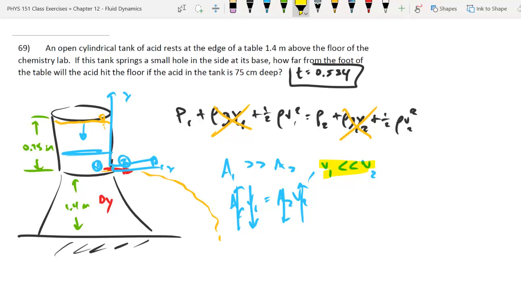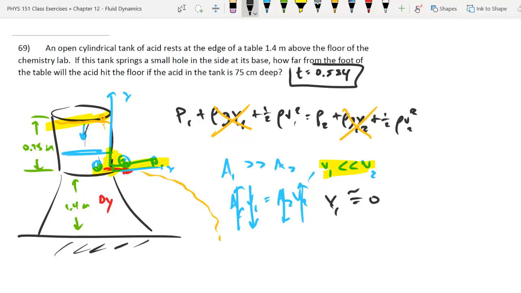It kind of depends on the size of the hole, obviously. If the hole was like this big, then that's not going to work. But if it's just a little pinhole here and this is big, then this is pretty reasonable. We could go so far as to say, sorry, not velocity 2, but velocity 1, that this is about equal to 0. This is essentially not moving in here.